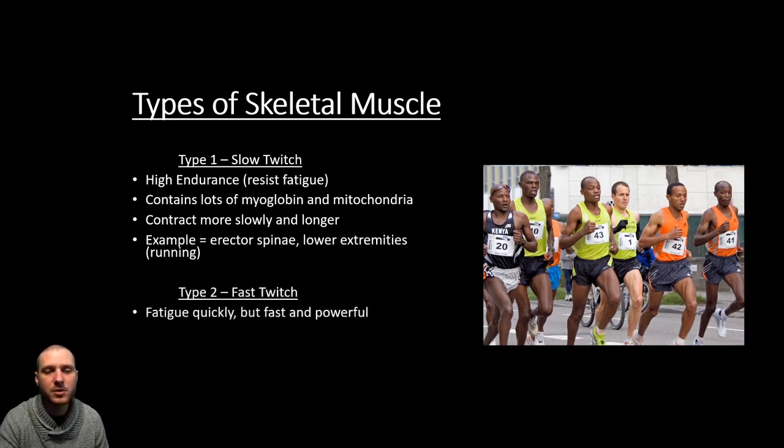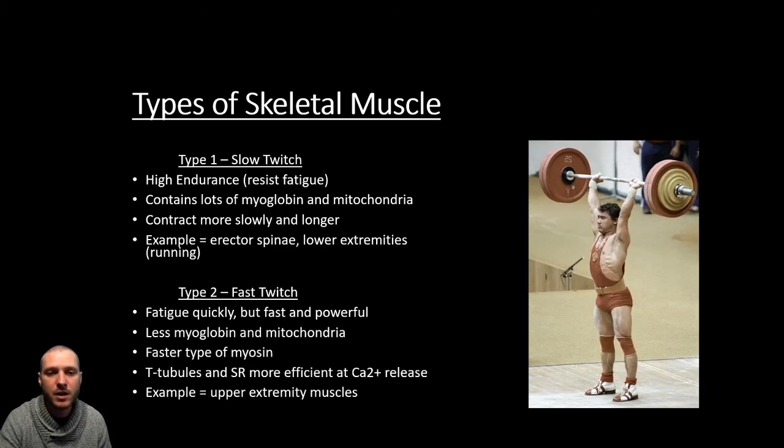Whereas type 2 muscle fibers are the fast twitch. The thing you want to know about fast twitch is that they fatigue quickly, but they're fast and powerful. So when we're talking about fast twitch muscles, then we're talking about weightlifting, powerlifting, high energy sports type of athletes. They're going to have less mitochondria and myoglobin, which is why they fatigue easily. They can't keep up with the aerobic respiration demands of the activity.